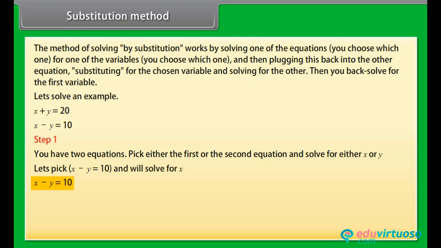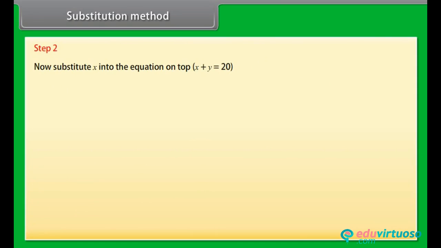X minus y is equal to 10. Add y to both sides. X minus y plus y is equal to 10 plus y. X is equal to 10 plus y. Step 2. Now substitute x into the equation on top. X plus y is equal to 20.